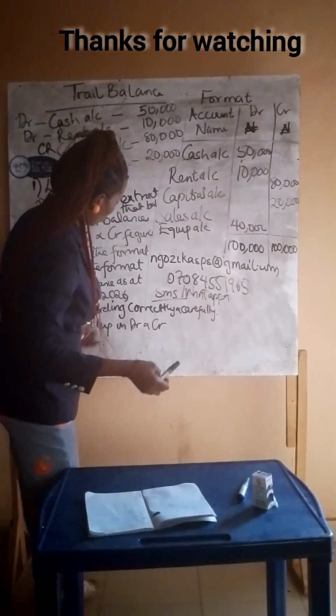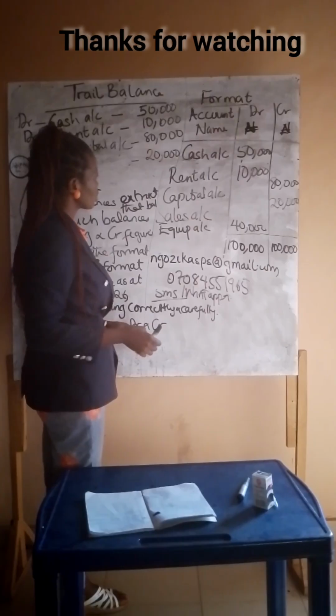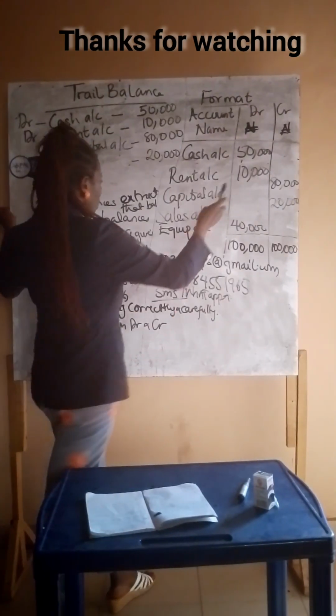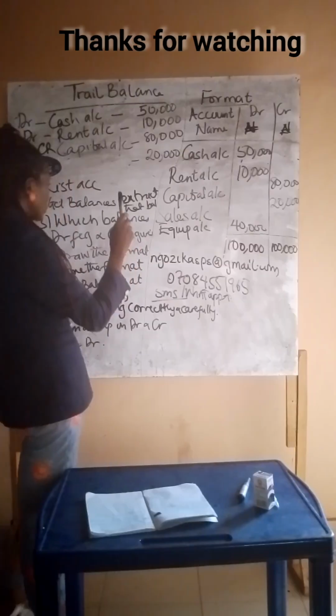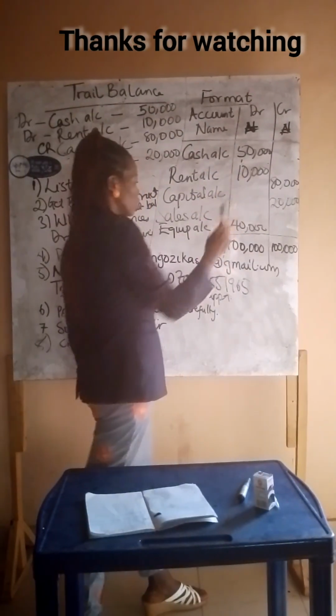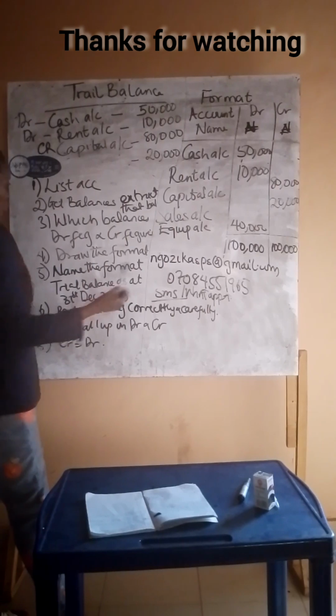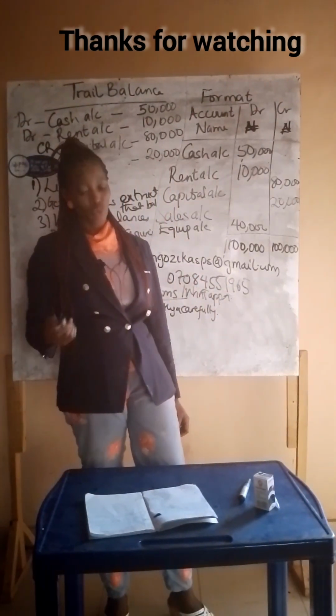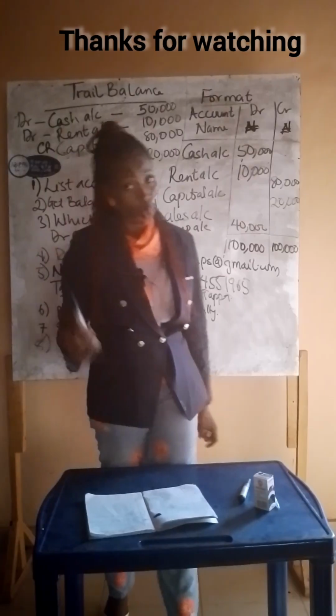Then you post accordingly. You just take your time. Don't rush. Cash account, how much? 3,000 naira. Debit, yes, debit. Double check until you post everything, and then you do your total figure. You sum all up, and then you ensure that both sides are equal. If both sides are not equal, then you ask the question why.